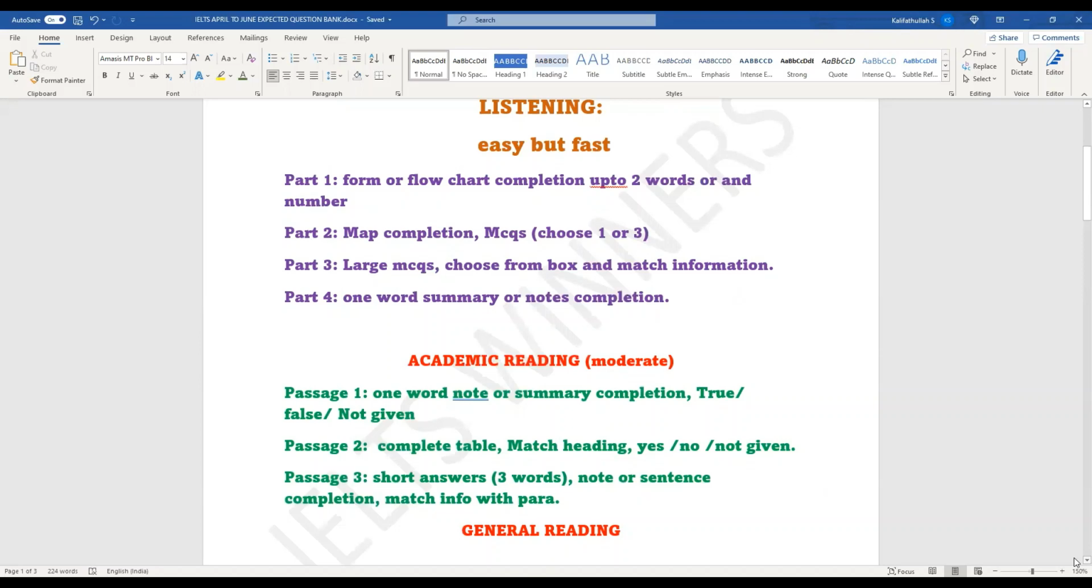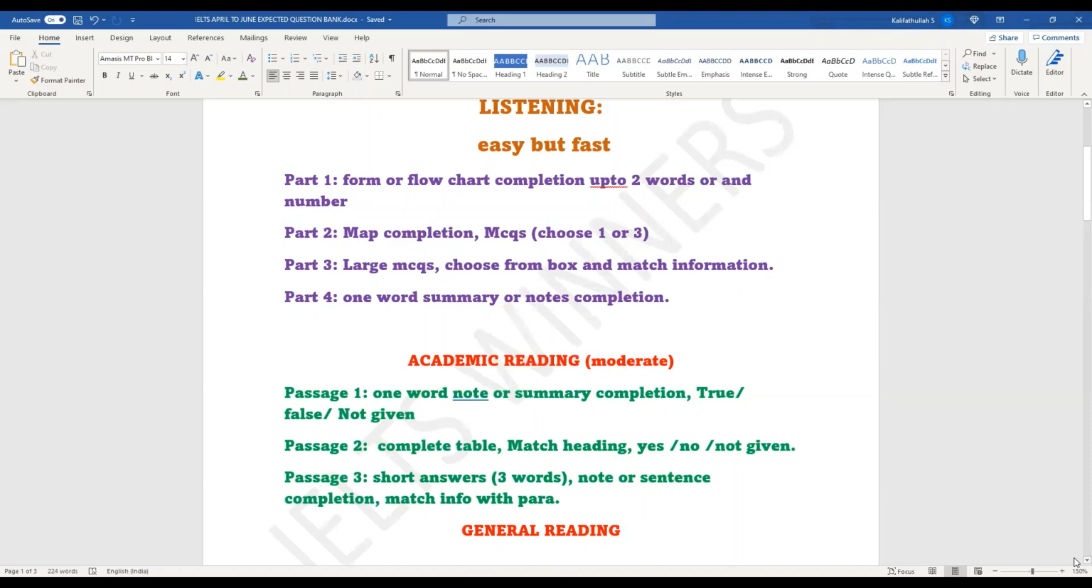In passage 3, you will get short answers, that is answer the following simple questions where you have to write answers for no more than 3 words. And then other question types can be note or sentence completion where you have to give the correct word for the fill up. And last, match information with the para. These are the different types of questions that may come in the academic reading.